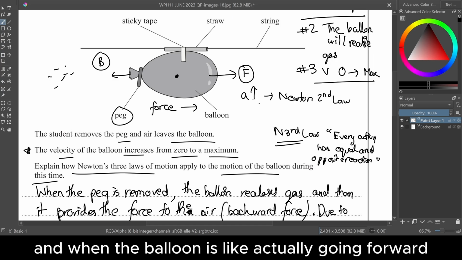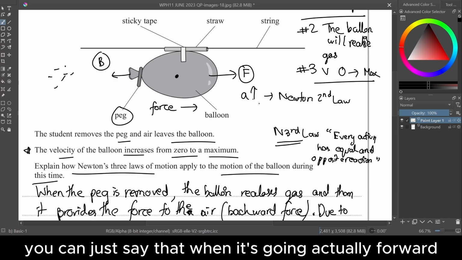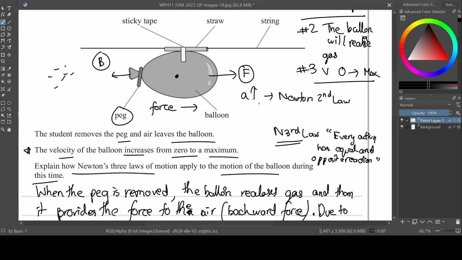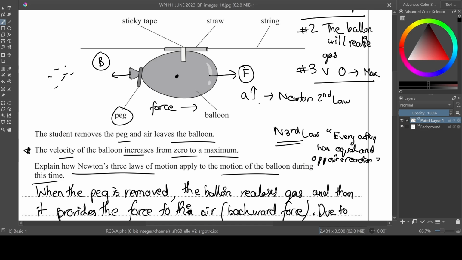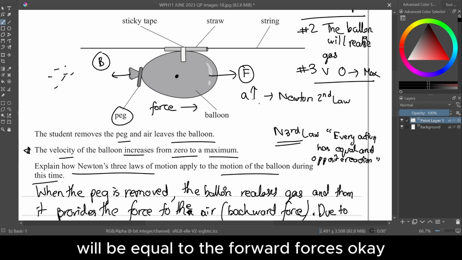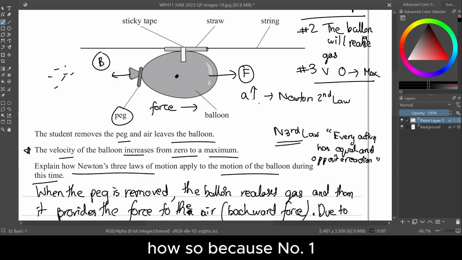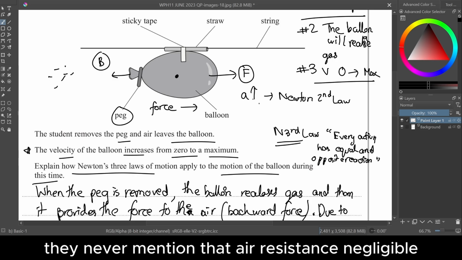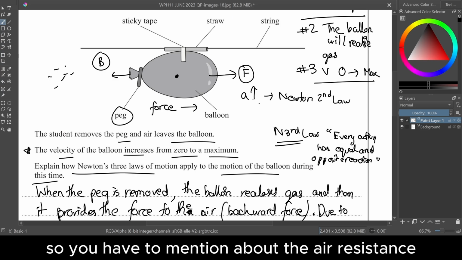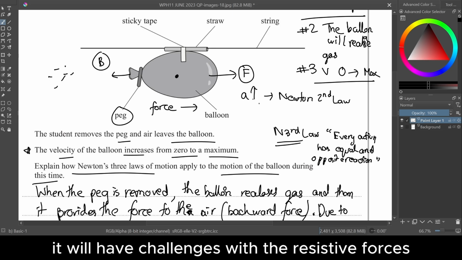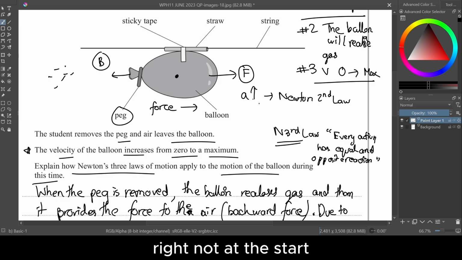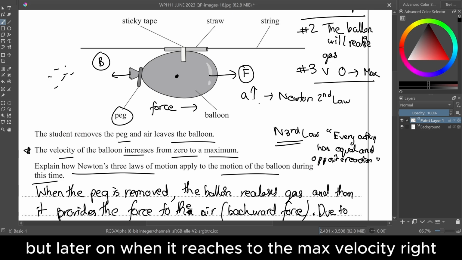And when the balloon is actually going forward, the best way to explain is that there will be a time when the resistive forces will be equal to the forward forces. How so? Because number one, they never mention that air resistance is negligible. So you have to mention the air resistance or the resistive forces. So when the balloon is going forward, it will have challenges with the resistive forces, right? Not at the start, but later on when it reaches the max velocity, right?